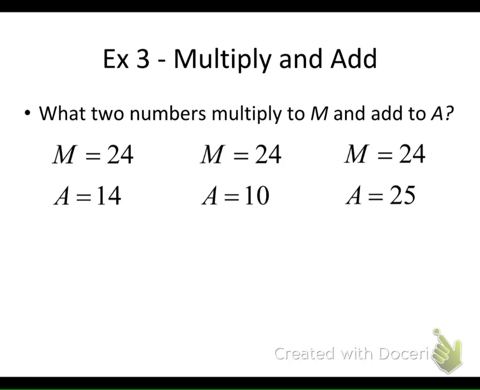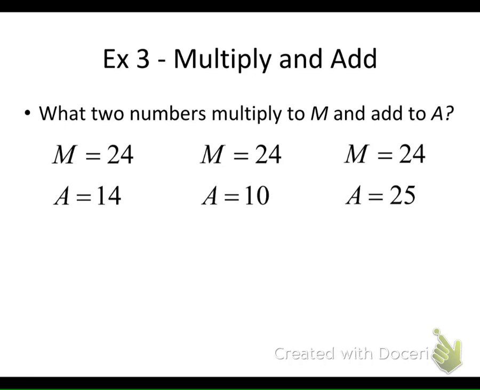Okay, so let's look at example number 3. Example number 3 says, what two numbers multiply to m and then add together to a? This is where people start to get lazy and they just want to guess and they don't want to write out their factor pairs. Just circle it. I'm going to tell you, don't do that. Write your factor pairs out. By writing your factor pairs out, one, it's going to keep you more organized to see what factor pairs you've used, and two, it'll honestly make finding your a a lot easier.